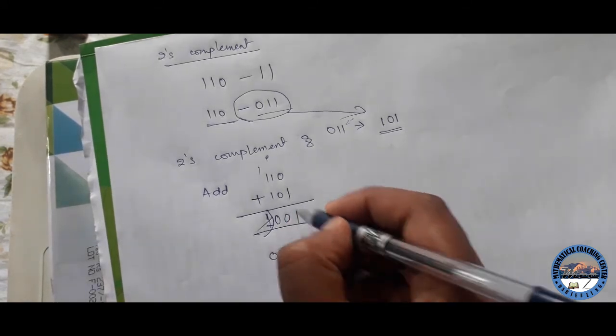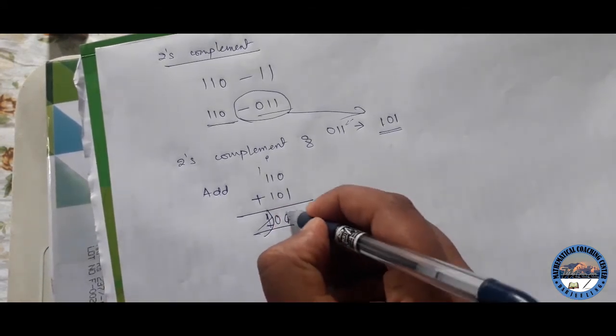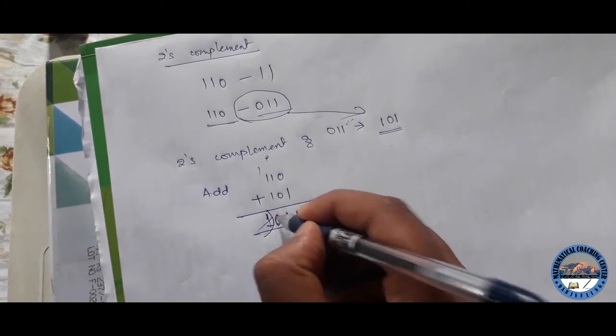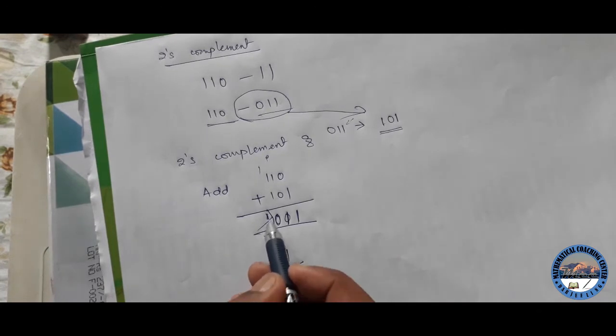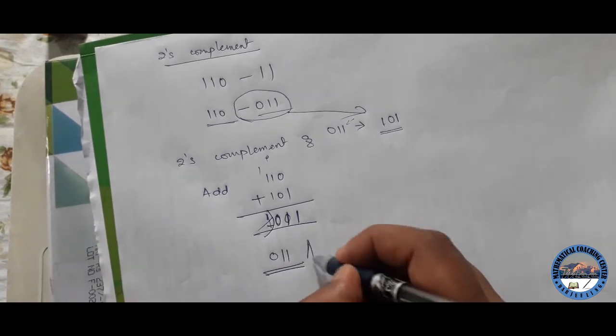Oh, sorry. 0 plus 1 is 1. 1 plus 0 is also 1. Sorry. Now 1 plus 0 is 0, carry 1. The remaining part is this one. So we just need to remove the carry part. So this is the answer.